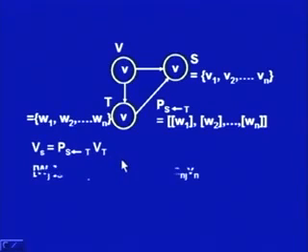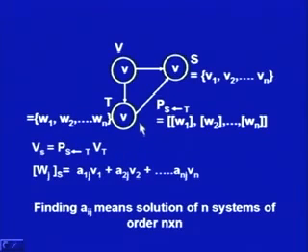This matrix is called the transition matrix, and it is called the transition matrix from T to S. Now to illustrate this, we have to find out Aij. What is Aij? Aij is a typical element of this matrix. Now to get Aij, we have to solve n systems of order n by n. So let me illustrate this with an example.